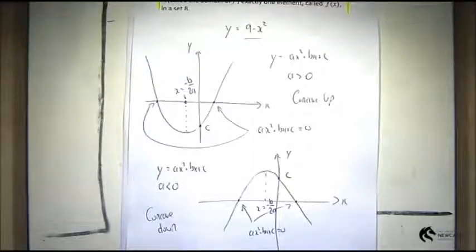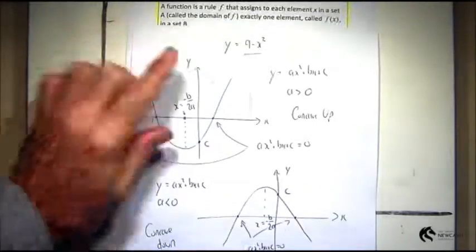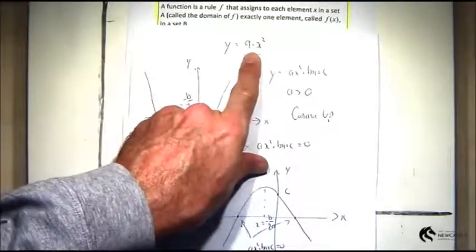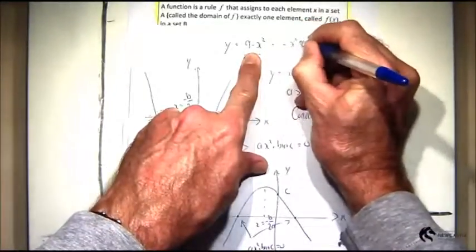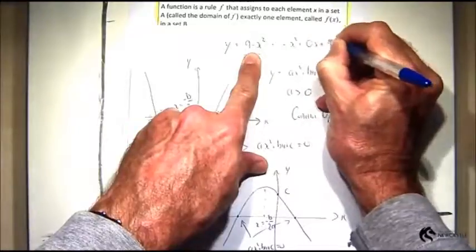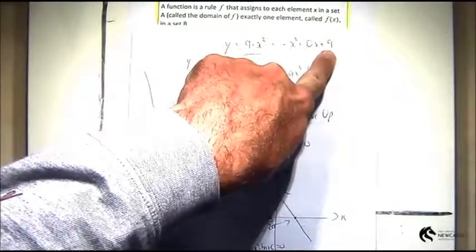So I'm hoping, armed with that, you can now do all the questions that appear in the notes and in the exercises. And in particular, I hope we can do this one here. This 9 minus x squared, I would actually write as minus x squared plus no x's plus 9. So a is equal to minus 1, b is equal to 0, c is equal to 9.